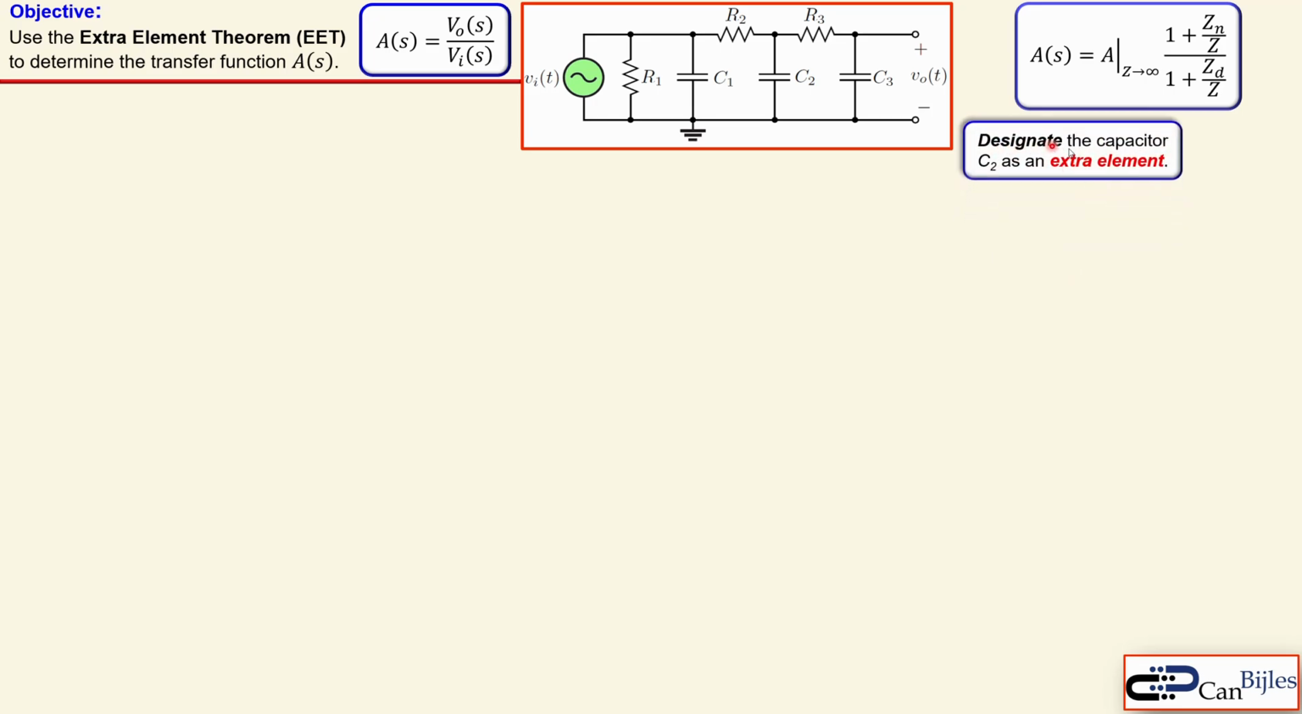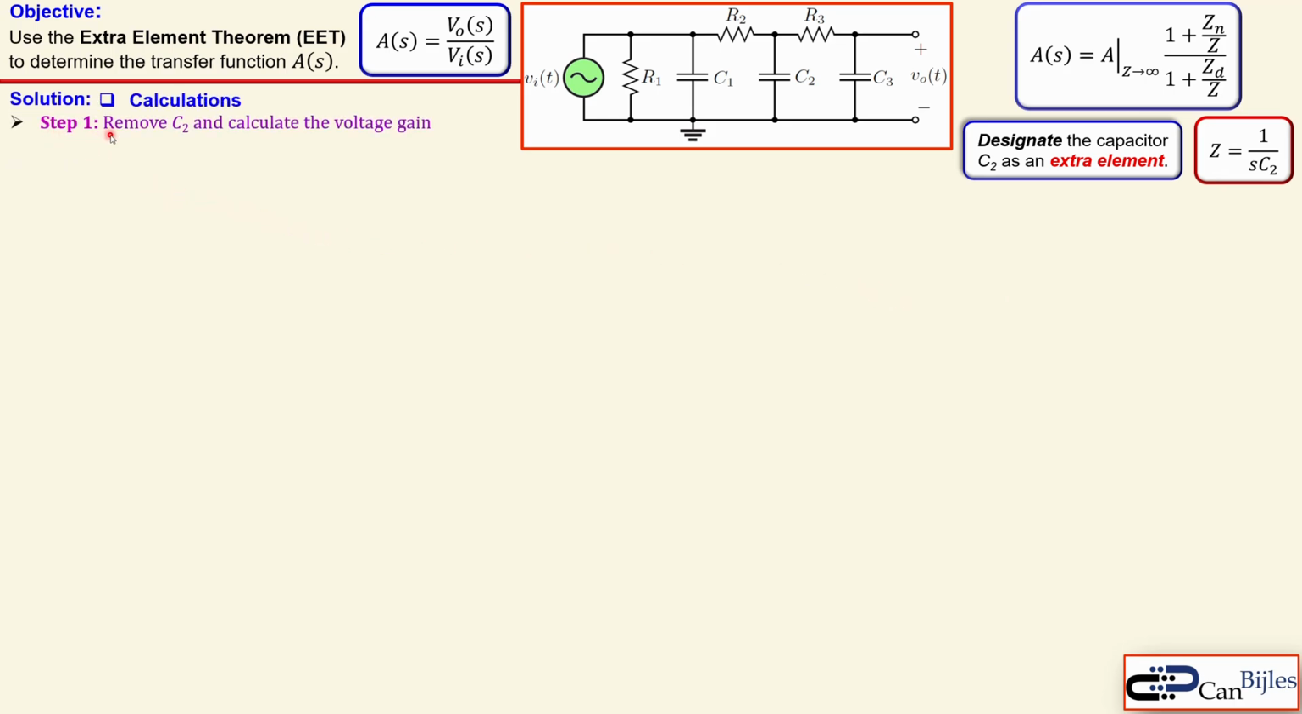In this case we will designate the capacitor C2, this one, as our extra element, but it doesn't really matter. You can also take the C3 or R3 or whatever to complete this assignment. In this case, since we have chosen C2, that means the impedance is then 1 over SC2 in Laplace domain. So the Z here will be replaced by this expression. Okay, we start with the calculations.